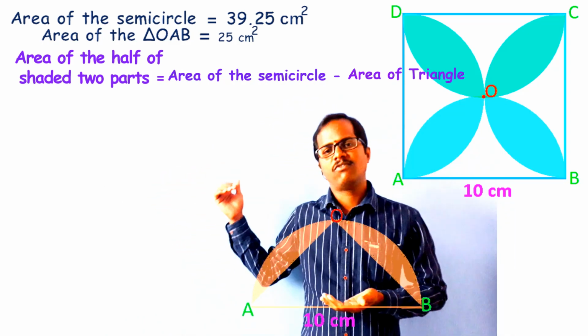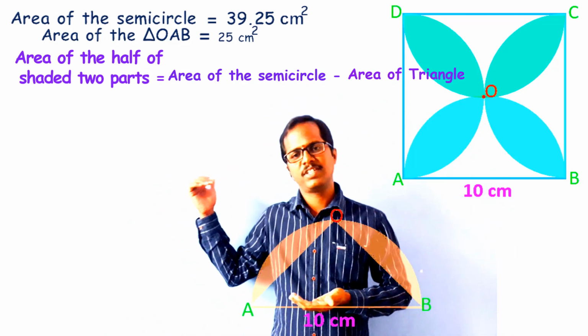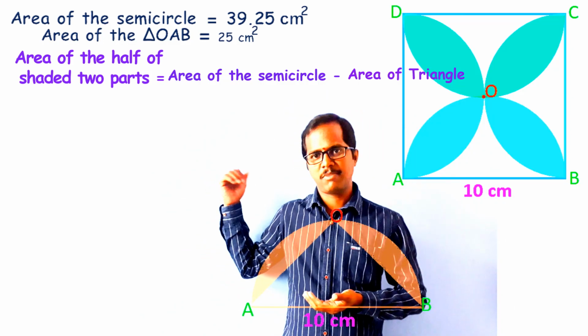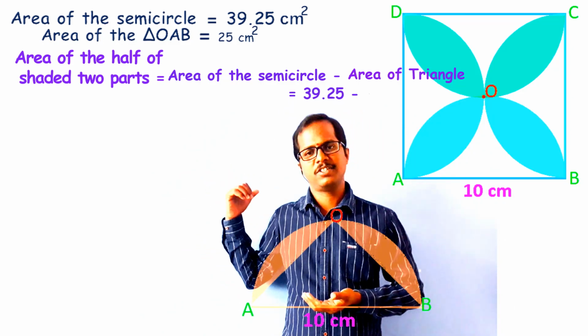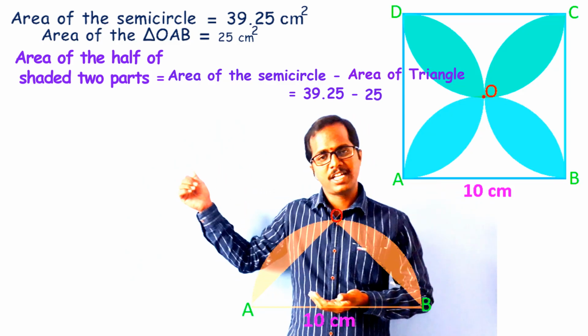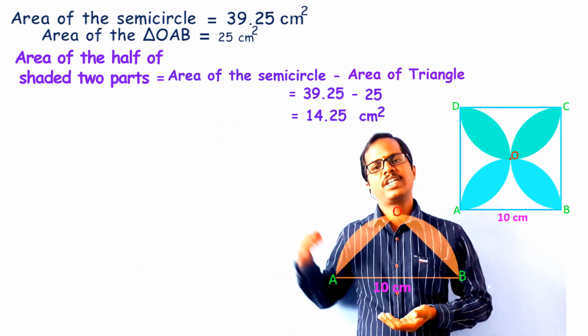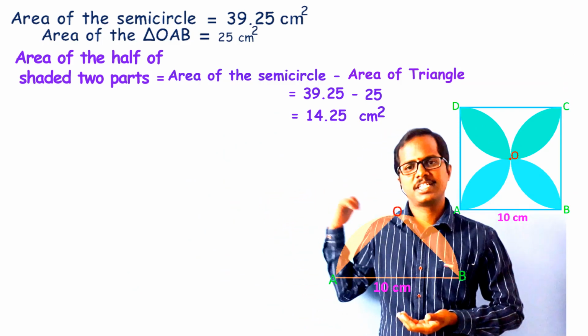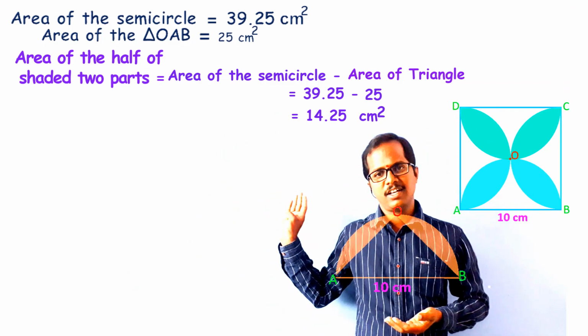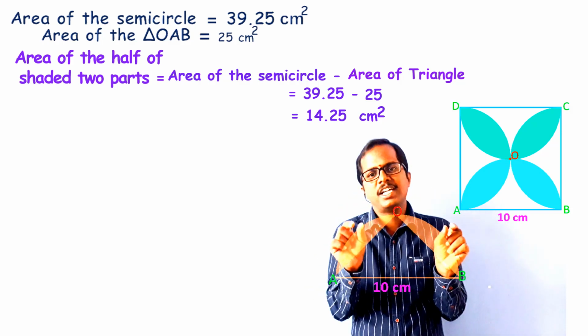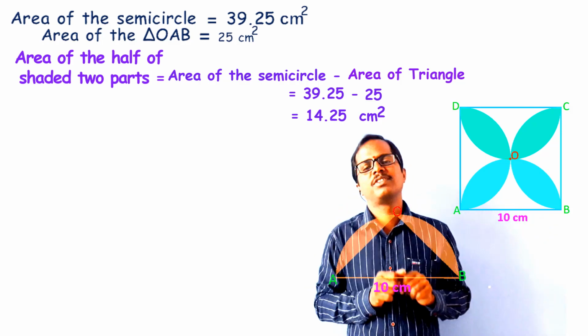What is the area of the semicircle that we get? It is 39.25 minus the area of the triangle, which is 25. By subtracting 25 from 39.25, we get 14.25, so we get 14.25 centimeters square. So this is the area of half of the shaded parts of these two.